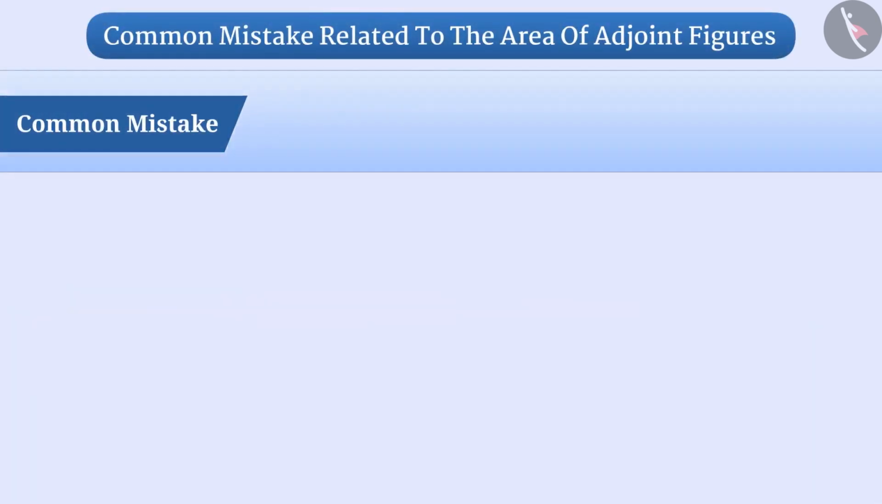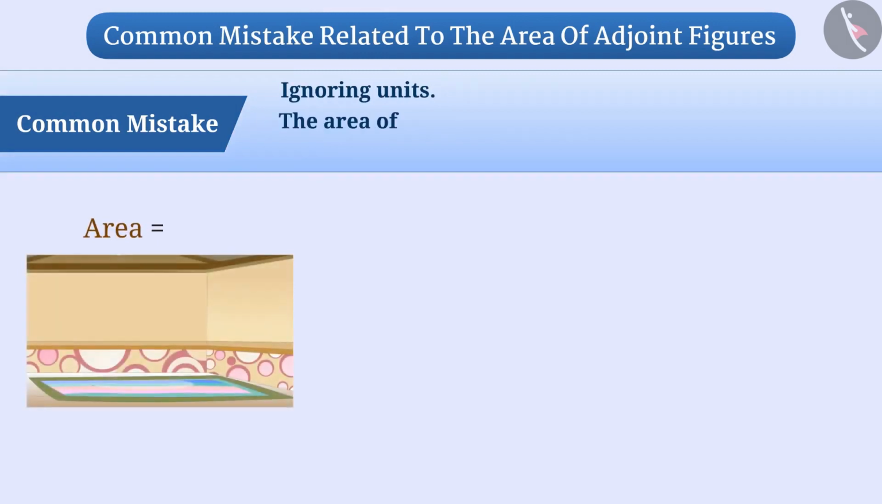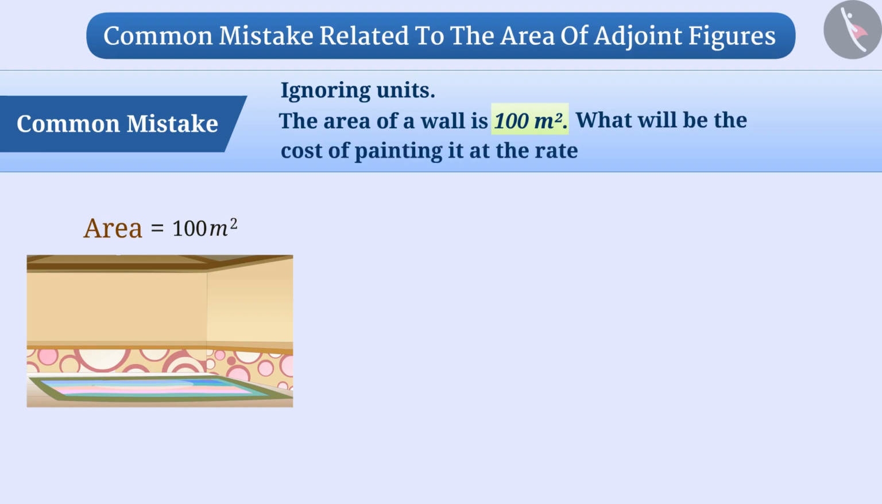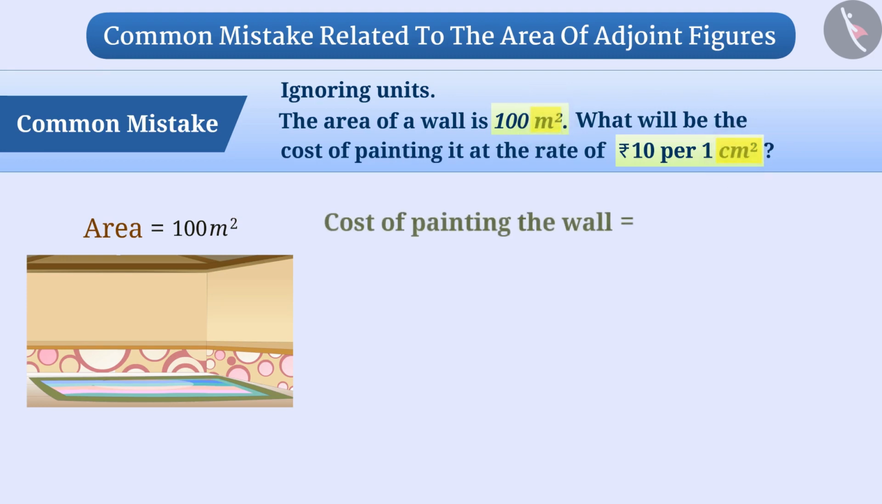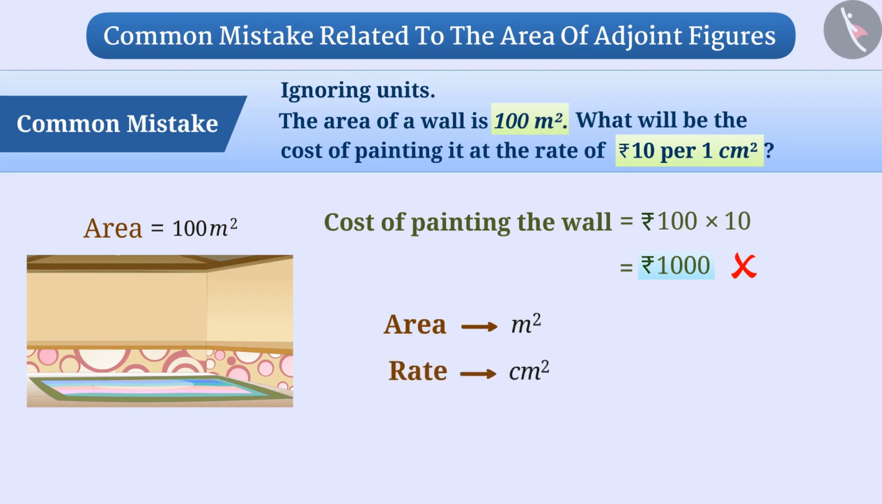Common mistake. Ignoring units. The area of a wall is 100 meters square. What will be the cost of painting it at rate of 10 rupees per 1 centimeter square? Some children ignore the unit while solving the question. Here they get 100 rupees multiplied by 10 is equal to 1000 rupees for painting the wall, which is a wrong answer. Here the unit of area of wall is in meter square, but the rate is given based on unit centimeter square. Therefore, first we must make the unit same by conversion.